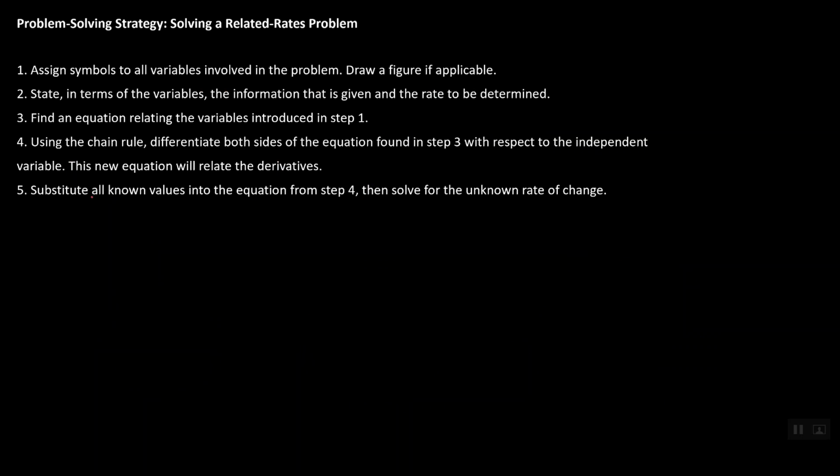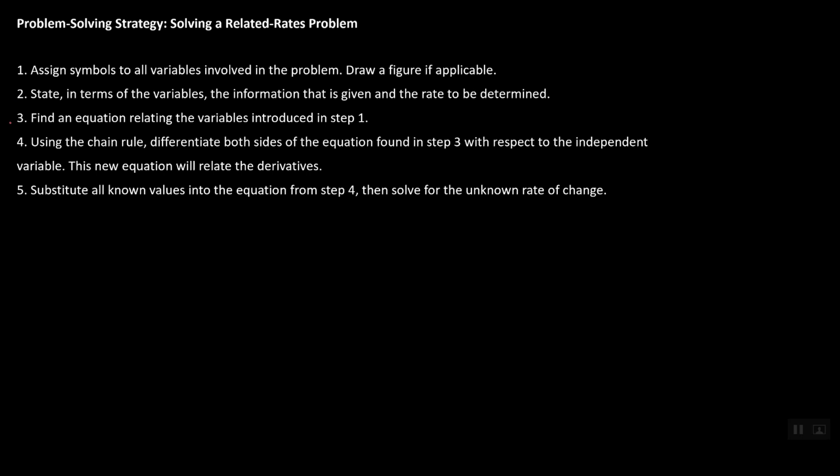In this section, we'll solve related rates problems, and there are 5 steps that the book outlines for us. The first step, assign symbols to all variables involved in the problem. I recommend writing out each of the things that change over time, and then writing next to that the symbols that you're going to use to represent those changing quantities. Step 2, you're going to state in terms of the variables all the information that's given to you, as well as which rate we're looking for. In most cases, there will be 2 related quantities. One of them will be given to you. The other one you will be looking for.